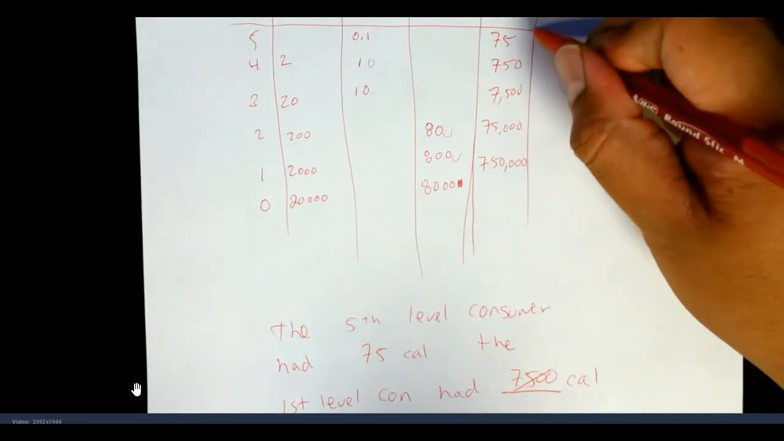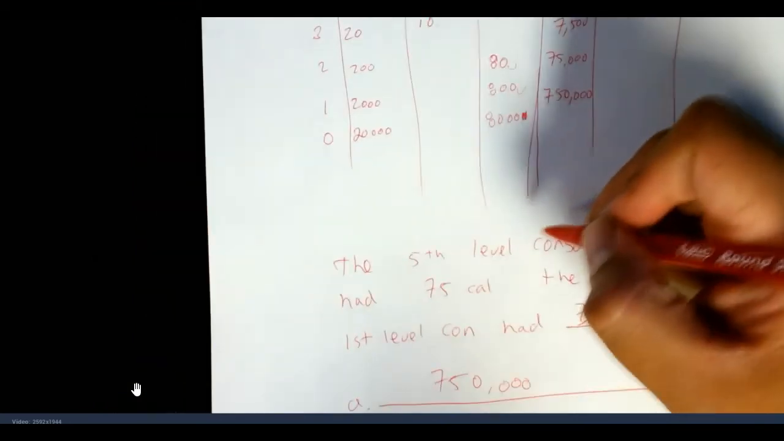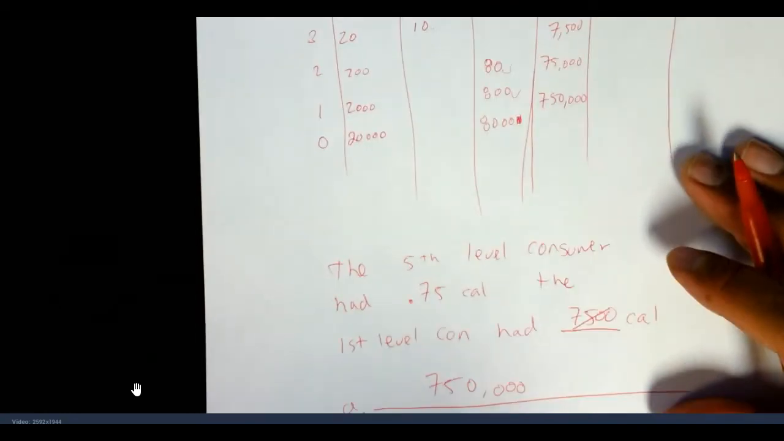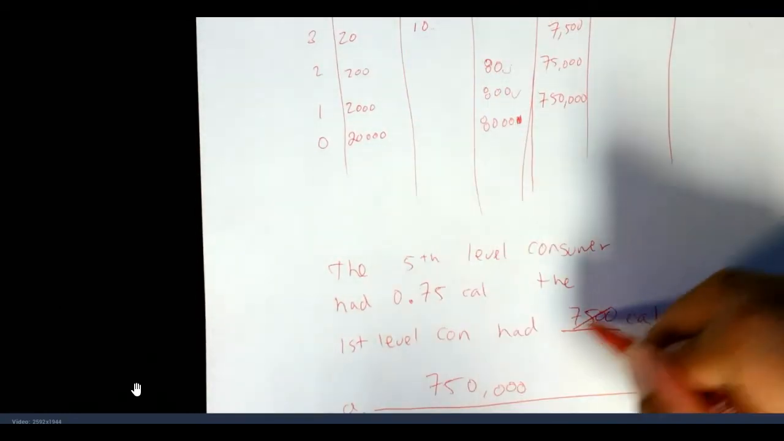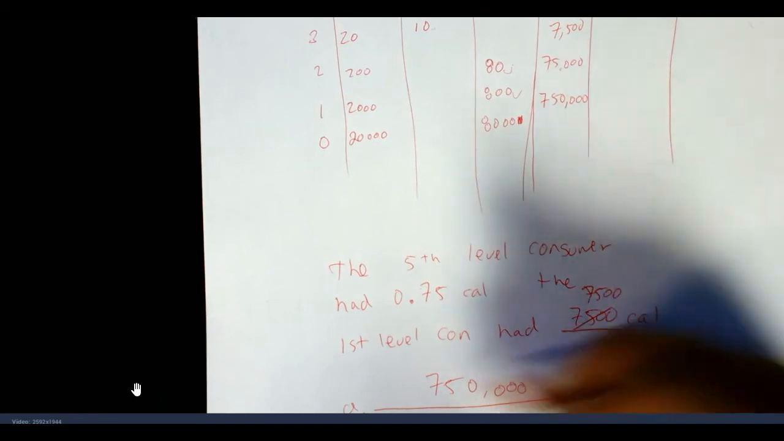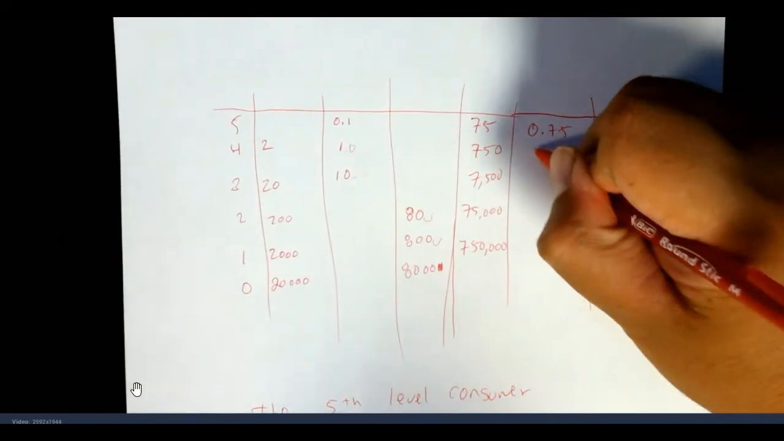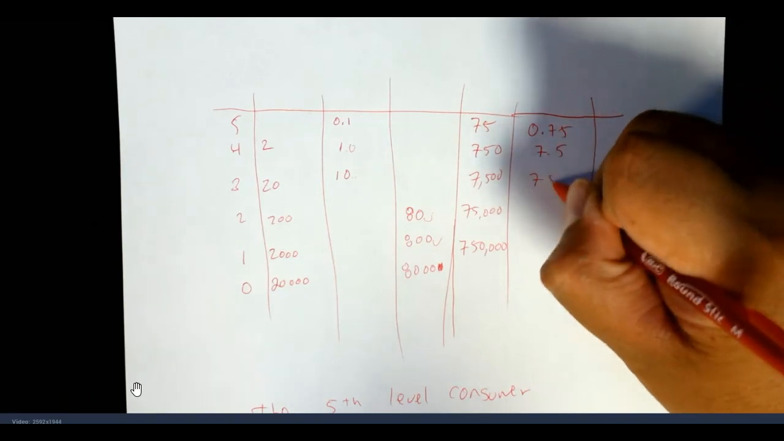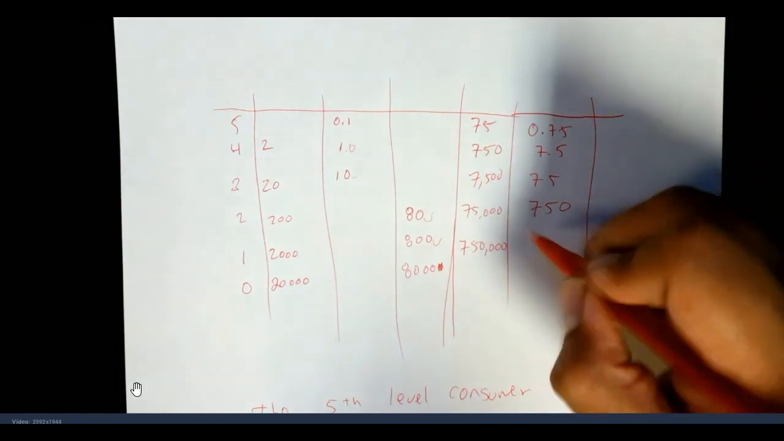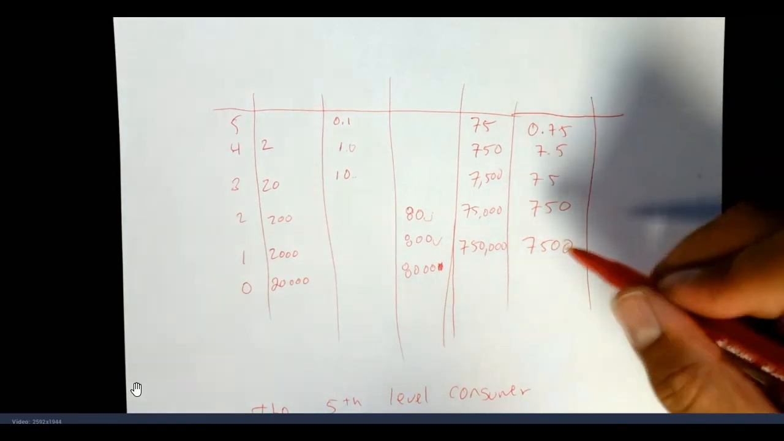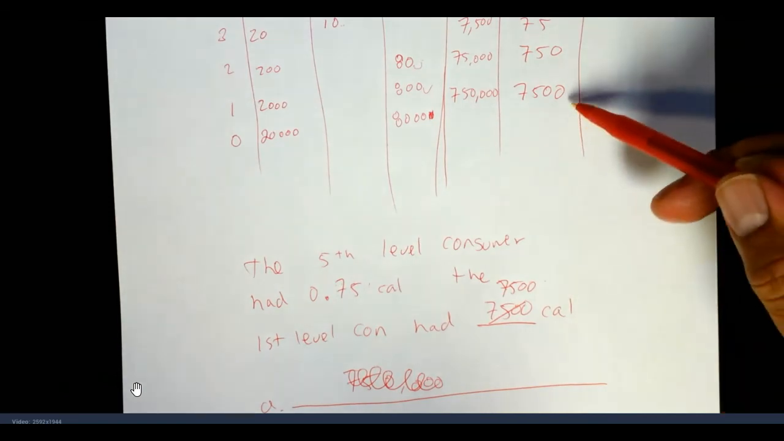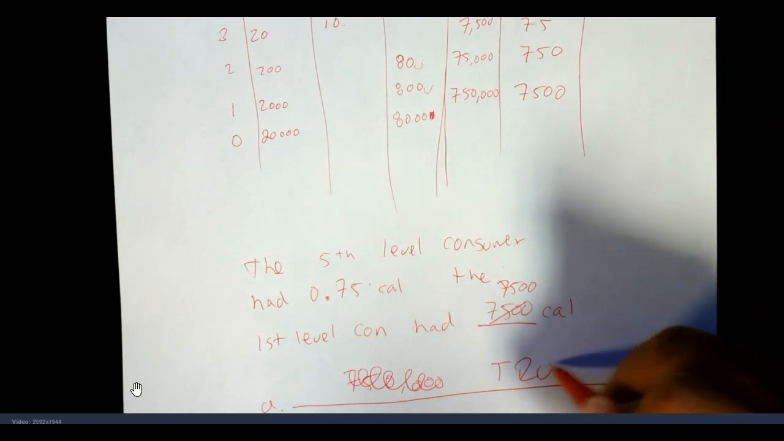Now, what happens if it's a decimal? So again, let me modify this question for you a little bit. Let's just say the fifth level had 0.75 calories. Okay, so 0.75. Would the first level have 7,500? Okay, so let's check. 0.75, that would make this 7.5. Again, move the decimal over. Next level, move the decimal over. That would be 75, 750, 7,500. Now, in this case, if the fifth level started with 0.75 calories, then yeah, you would end up with 7,500. In this case, the answer would be true.